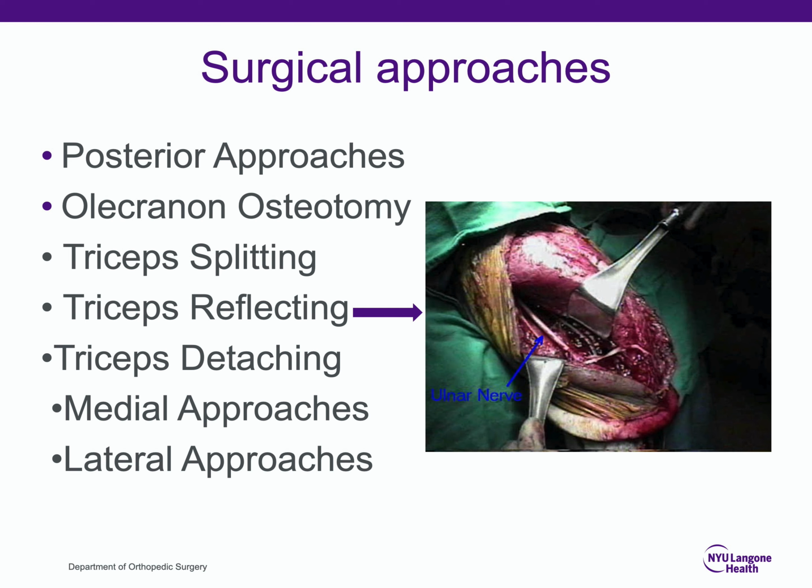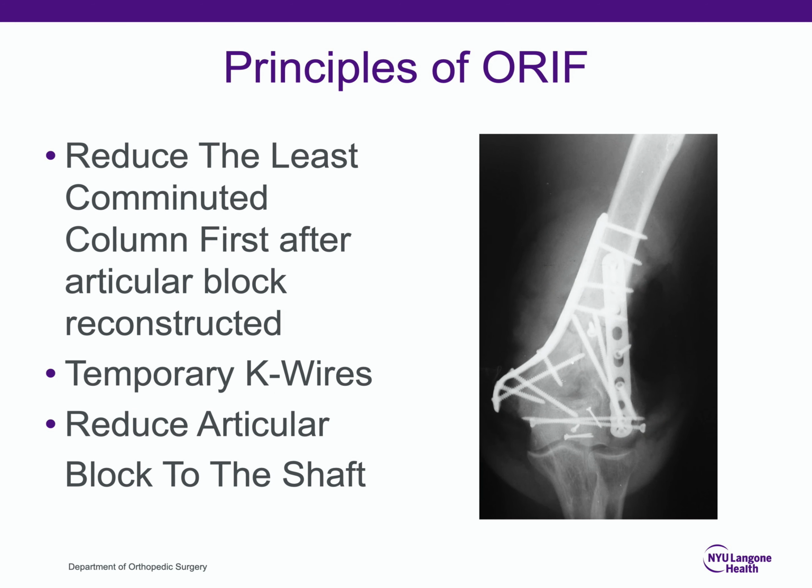The approach, multiple approaches, but mostly posterior. You may require an olecranon osteotomy or a triceps splitting or reflecting approach. This example shown here is a triceps reflecting, or so-called para-triceps, approach on either side. The triceps is not detached, left in place. You can see a fair amount of distal humerus, however, the articular surface visualization is pretty limited. Medial and lateral approaches are typically reserved for unicolumnar fractures or capitulum fractures.